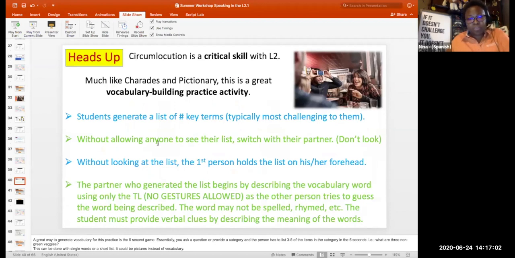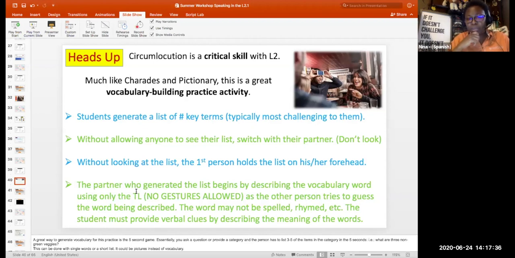Heads up is the next one that we're going to use. No gestures are allowed in heads up. It's the complete opposite of charades. Charades is all gestures, heads up is all language. So you can't act anything out. It is vocabulary building and it's teaching them circumlocution. Using the same exact words that you just finished acting, you're going to do heads up with that.